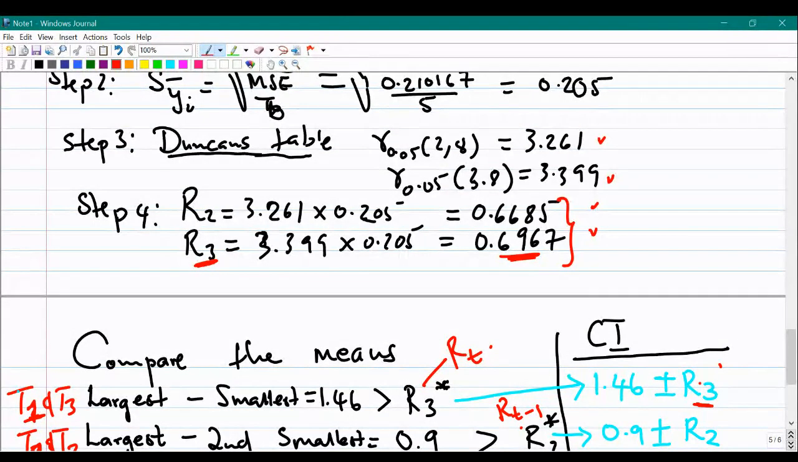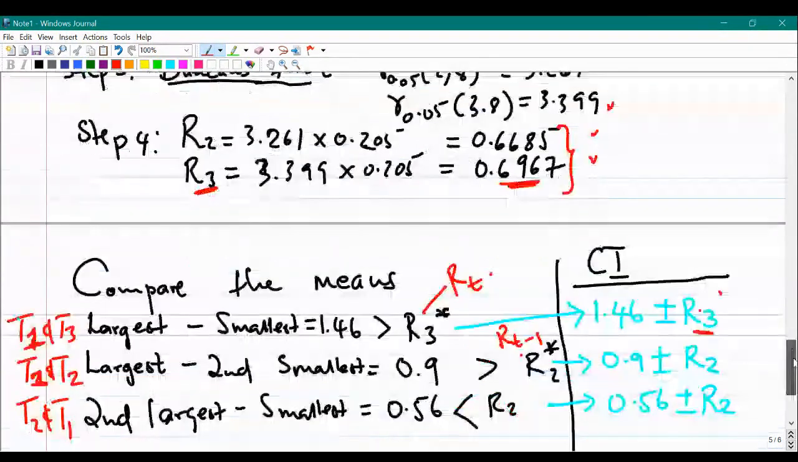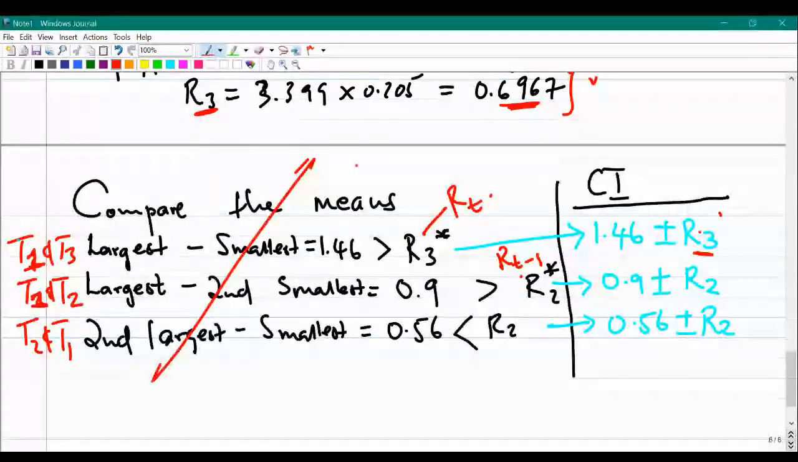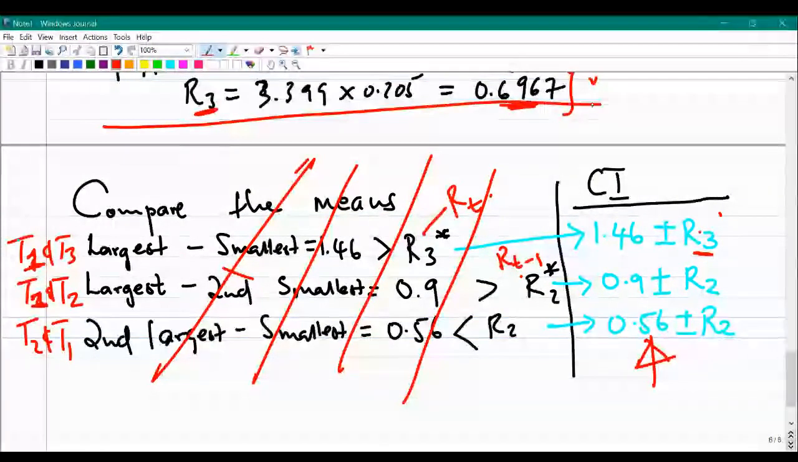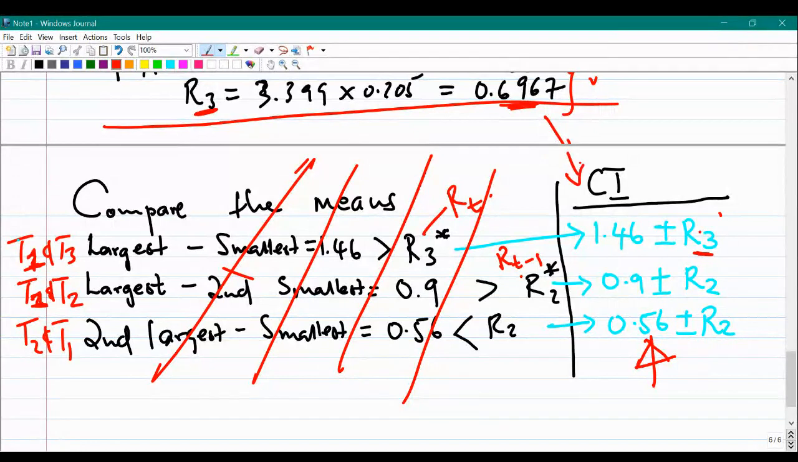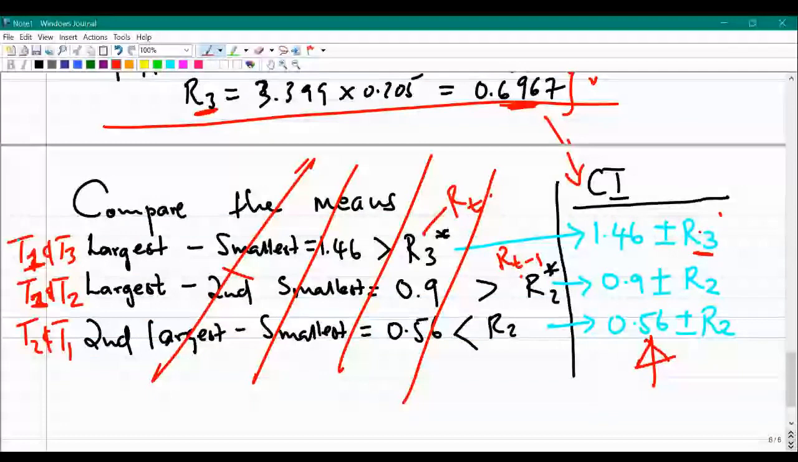So as long as you are asked to find the confidence interval, the only part you won't give us is this part, because I don't need the pairwise comparison, I need the confidence interval. Immediately when you get to this step, you move to the confidence intervals. You say largest minus smallest plus or minus R3, largest minus second smallest plus or minus R2, and so forth. Okay, now I understand very well. Thank you, brother.